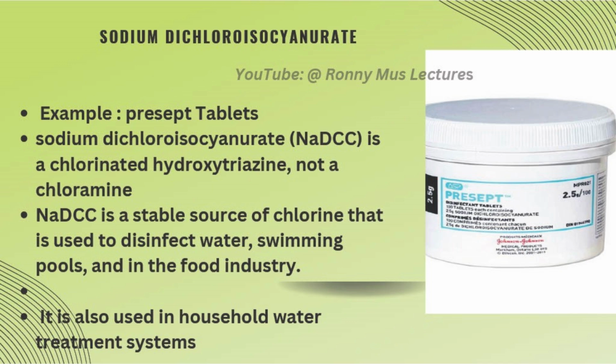So we have another example of a chlorine containing compound, that is sodium dichloroisocyanurate. One of the examples in the market is Precept, and you can use NaDCC to represent sodium dichloroisocyanurate. It is a stable source of chlorine that is used to disinfect water, swimming pools, and also in the food industry. It is also used in household water treatment systems.